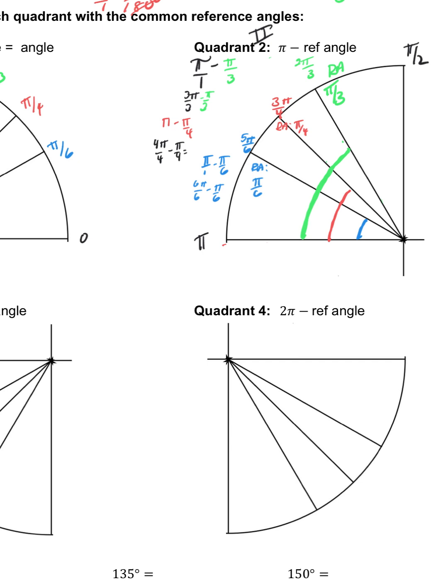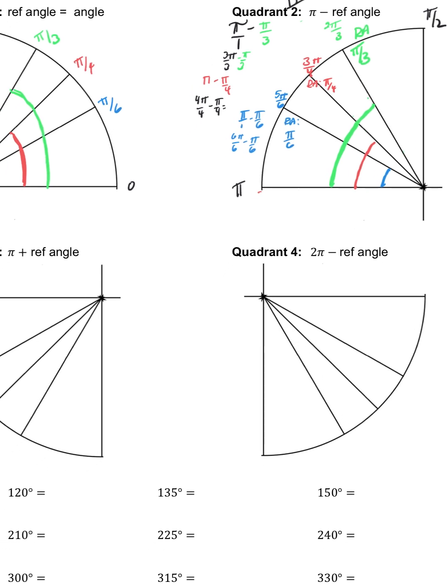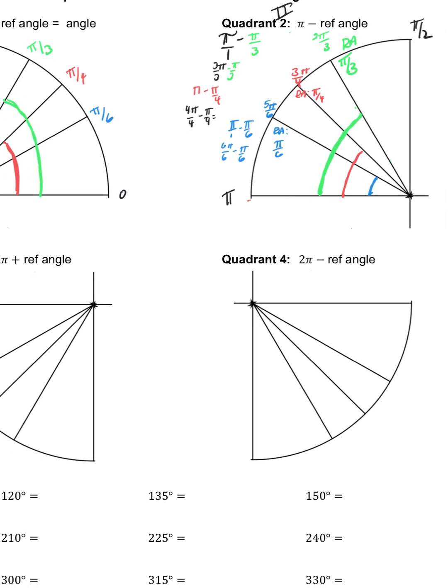Now again, I'm getting these angles based on what we did before. This is the smaller angle between the x-axis and that angle, okay? So that's how I'm finding which one I'm doing. Okay, so let's go on to the next quadrants.